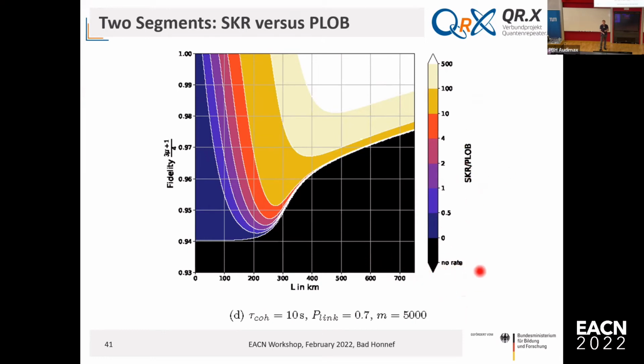700, 800 kilometers. Here for 2 segments, we would put a station after 400 kilometers. This doesn't have a good scaling. And so we don't really get good rates here, but we do beat PLOB. And the minimal fidelities are not so high compared to obviously then going to higher segment numbers, 0.94.